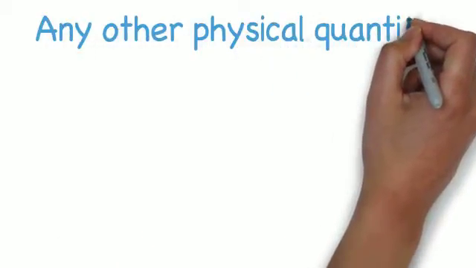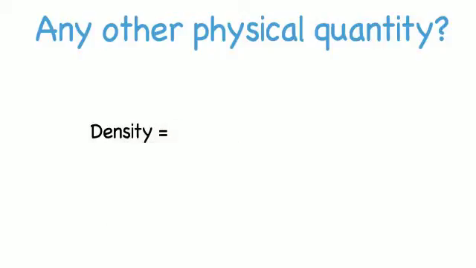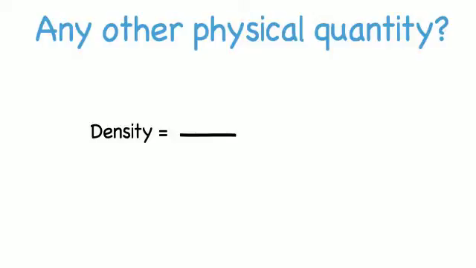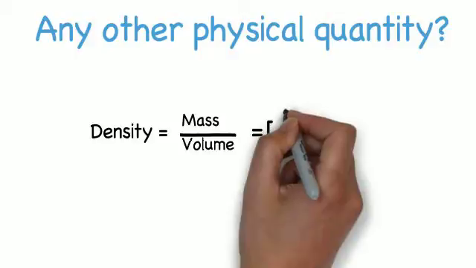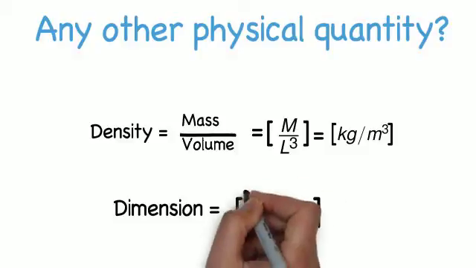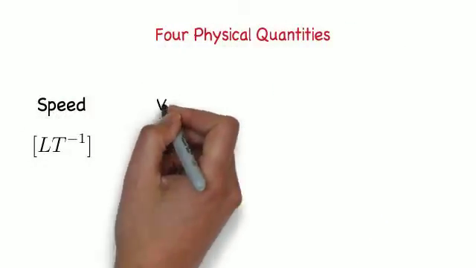What about density? Density gives us a sense of how dense a material is. How much volume is needed to accommodate its mass? This is also a physical quantity. And how do you express this? We generally tell it as gram per cc, kg per meter cube. However we express the unit, its dimension is mass over length cube. So far, we have learned 4 physical quantities. They are speed, volume, area, and density.